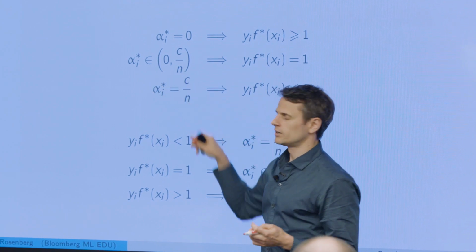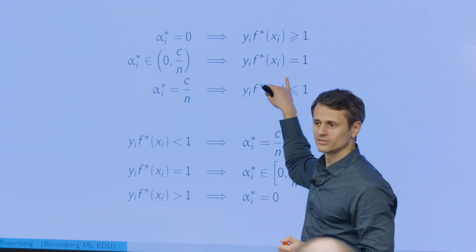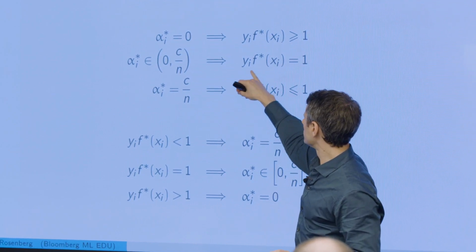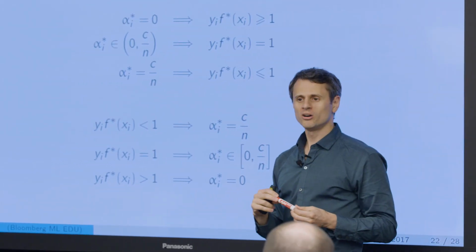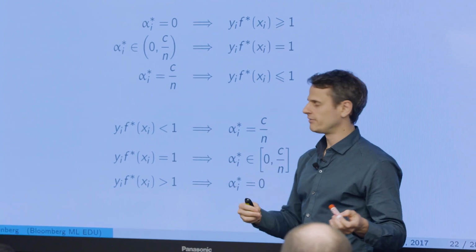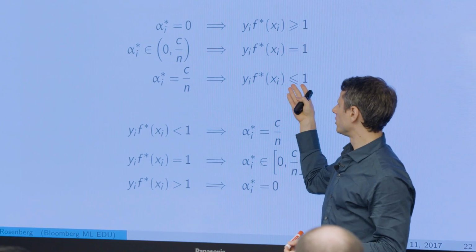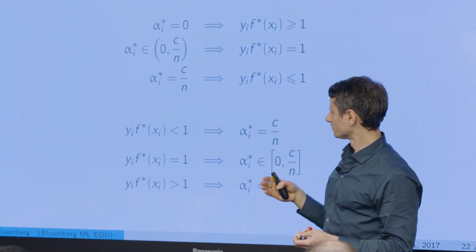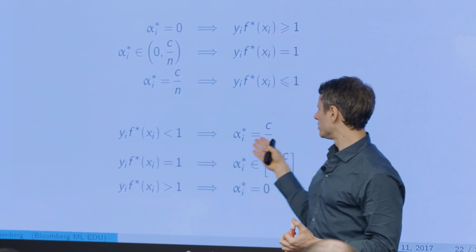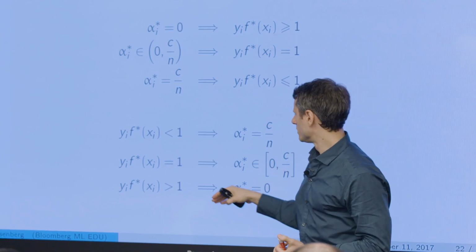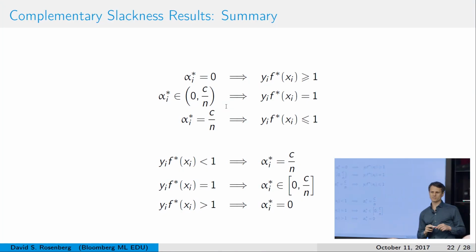If it's between 0 and C over n strictly, means we're exactly on the margin. That's interesting. I find it interesting. So that means the loss is 0, but if it were any less confident, we'd have a loss. And so if we're at the extreme, we know that we're on the wrong side of the margin or exactly on the margin. All right. In the other direction, if we're on the good side of the margin, we know the coefficient for the example is 0. If we're exactly on the margin, we don't know anything. And if we're at the extreme, we know the coefficient of that example is C over n.